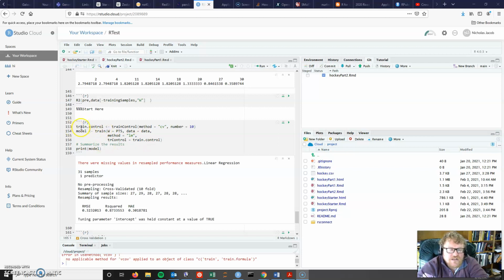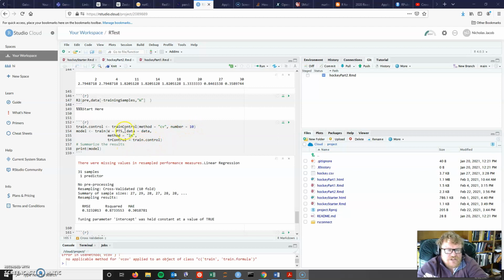You do have to set up a train control. So I'm running a method of cross-validation, and I'm running it 10 times. I'm going to train the model, with points as a predictor of wins. Data equals data, method equals linear model, and trControl equals the train control that we set up here. So I'm going to do a 10-fold cross-validation.